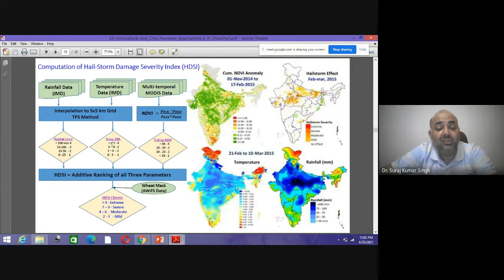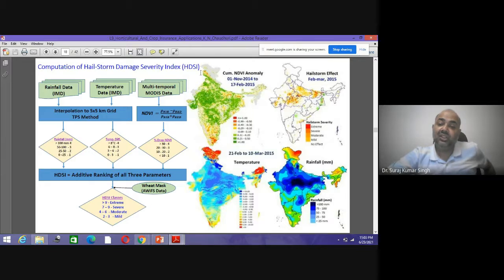The same is for temperature: more than 8 degrees was rated 4, 6 to 8 degrees weight 3, 3 to 6 degrees rate 2, and 0 to 3 degrees rate 1. And in NDVI, if the NDVI value in percentage was more than 30, we gave the rate 4. If it was between 20 and 33, between 10 and 22, and less than 1, 3. And all these parameters were added in a GIS data map to create a hailstorm damage severity index, where a weightage of more than 9 was classified as extreme, 7 to 9 as severe, 4 to 6 as moderate, and 2 to 3 as mild category.